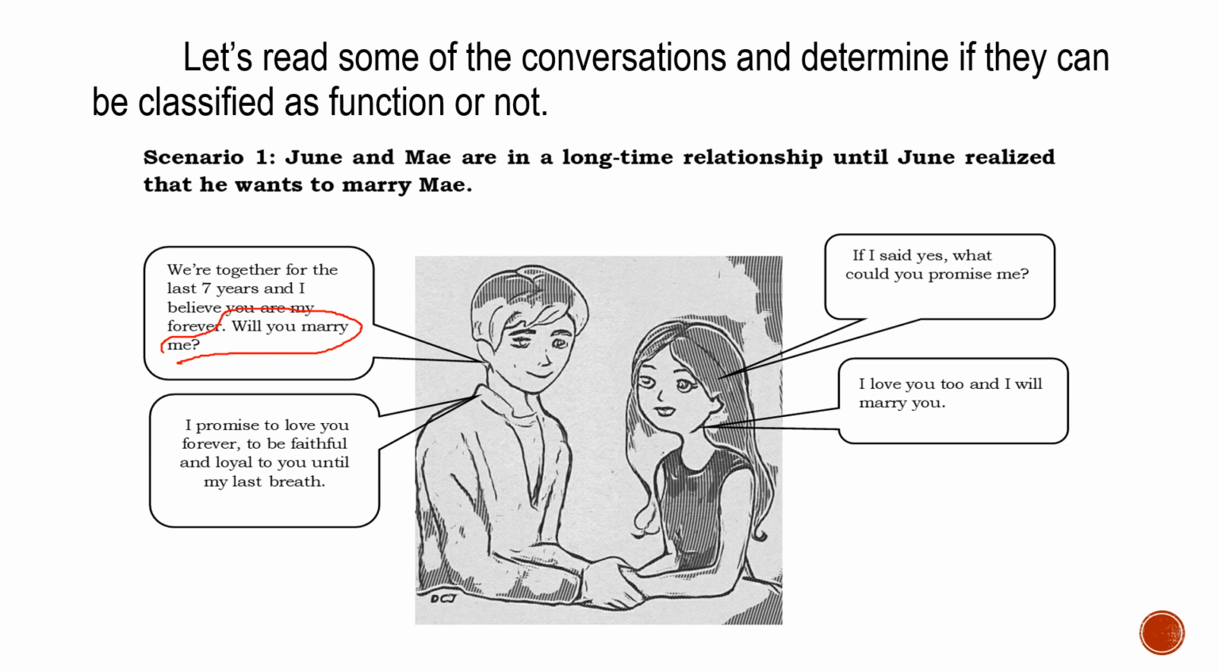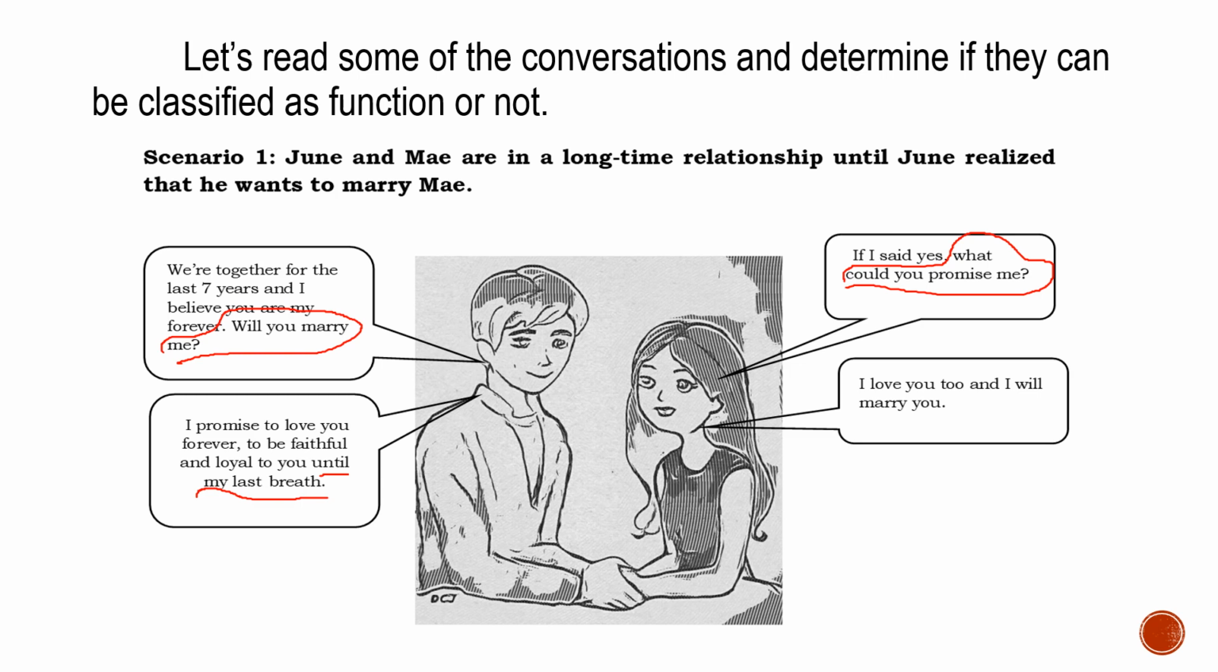And May replied, "If I said yes, what could you promise me?" So there is a question here that pertains to what June can offer and promise to her if she said yes. Then June replied, "I promise to love you forever, to be faithful and loyal to you until my last breath." So there is a keyword here, until my last breath, meaning up to the last second of his life.